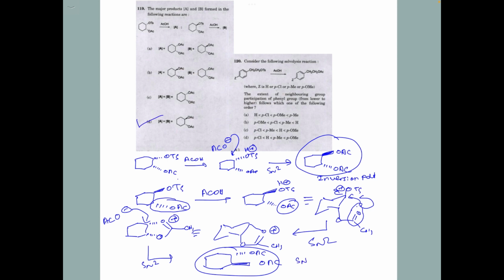When SN2 happens 2 times, we will have the retention configuration. When SN2 happens 1 time, we will have the inversion configuration. In the first reaction, only 1 time SN2 occurred. In the second reaction, here one SN2 reaction: this carbonyl lone pair attacks backside of the OTS. And again OAc attacks opposite to the leaving group. So we have the retention configuration. So option D is the correct answer.